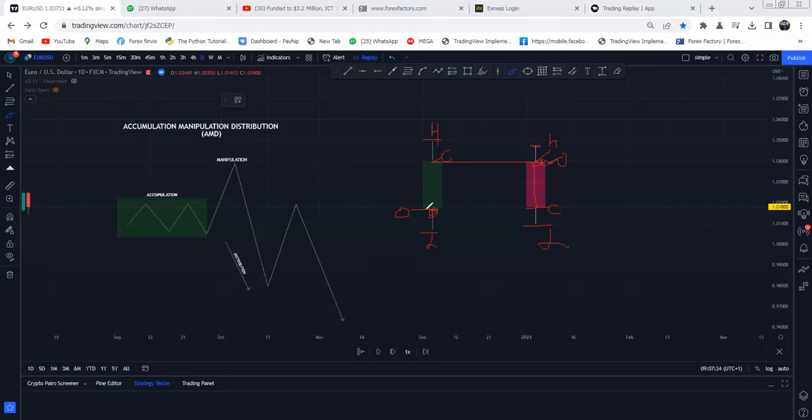So now when the monthly candle opens here, it manipulates down, it creates the low of the candle, it goes up, and it creates the high of the candle, it comes back down and closes. Same thing with the weekly time frame.